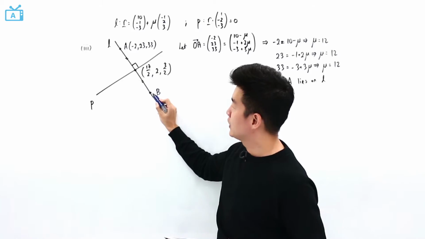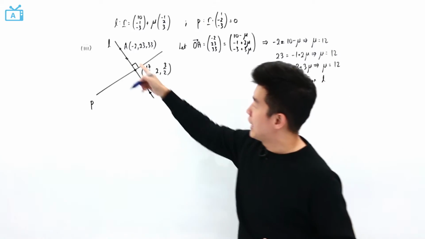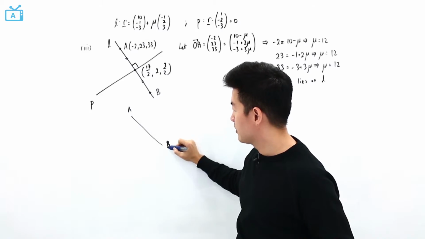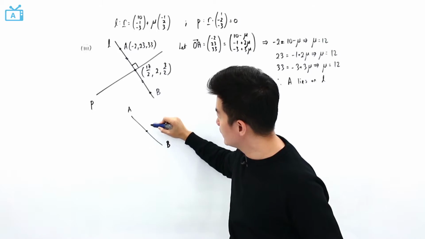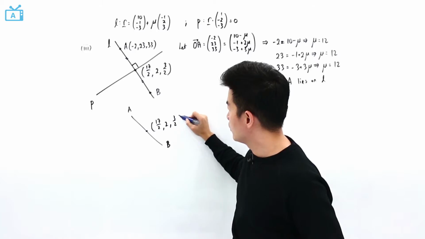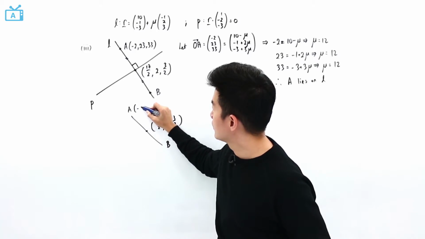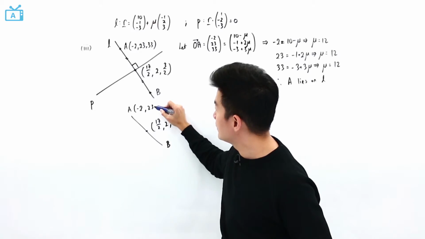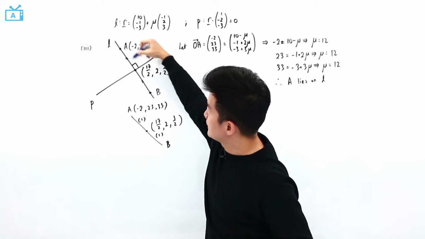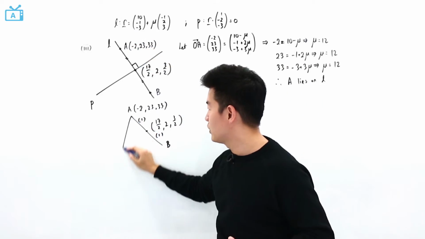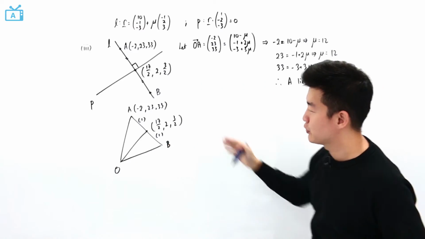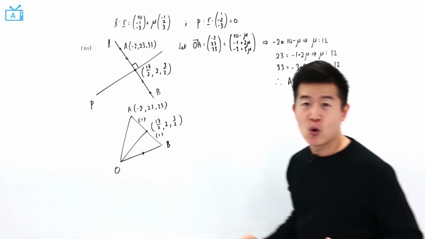And in order for me to find the coordinates of B, I'm going to make use of the ratio theorem. And if you were to revisualize this, we have point A, we have point B here, and I know what is this point. This point has a coordinate of (17/2, 2, 3/2). Point A has coordinates of (-2, 23, 33). And the proportion here is going to be 1:1 since this length is the same as this length. And if I were to now reference all this to the origin, I'm going to make use of the ratio theorem to form an equation in terms of the vector OB.